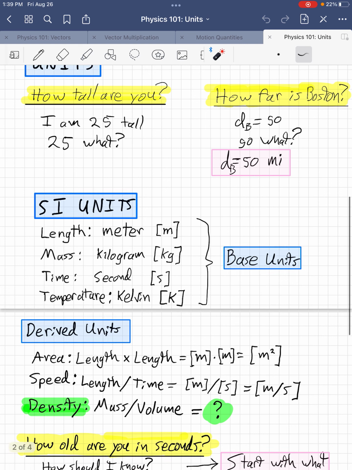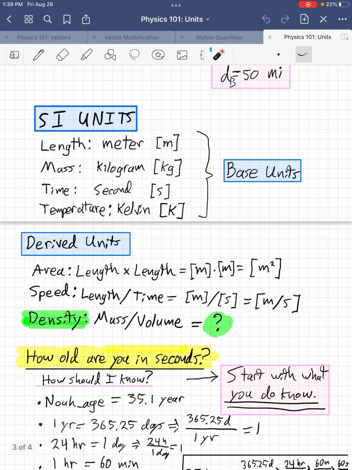But you can combine these base units in a number of ways to get different derived units. Right, so derived units would be combining one or two or more base units into another measure. So for instance, area, this would be length times length, right? You measure the width of something, and then you measure the height, and then you multiply them together, to get the area of a square or a piece of paper or whatever you're measuring the area of. So this would be meters times meters, and then we would say area has units of meters squared.